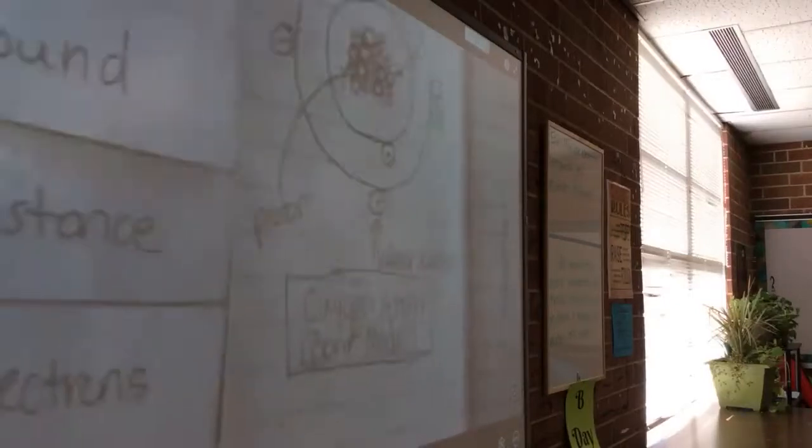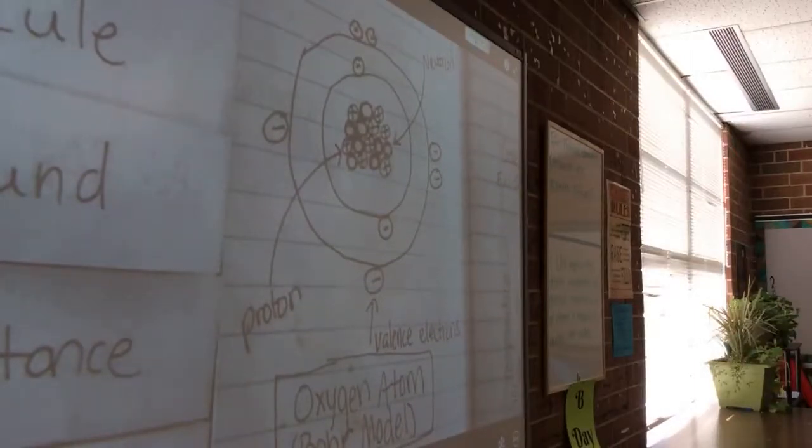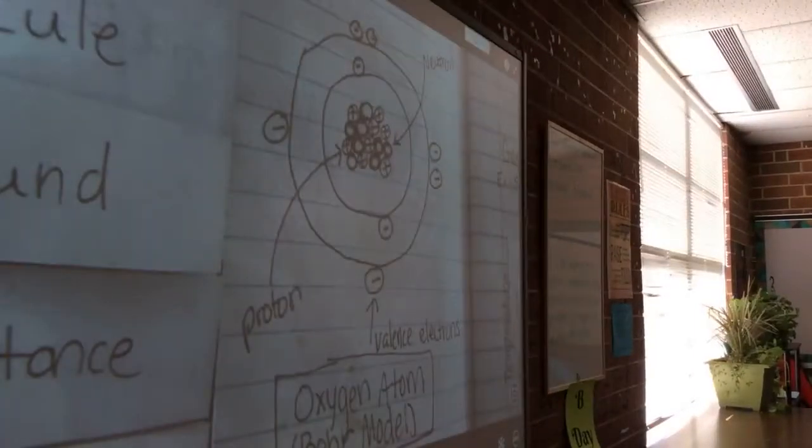All right, the last part of this page is a model of an oxygen atom. Notice we have our neutrons and protons in the nucleus. The atomic number for oxygen is 8. So I have 8 protons, and then around the nucleus I have 8 electrons. The atomic mass for oxygen is 16, so I have 8 neutrons as well.